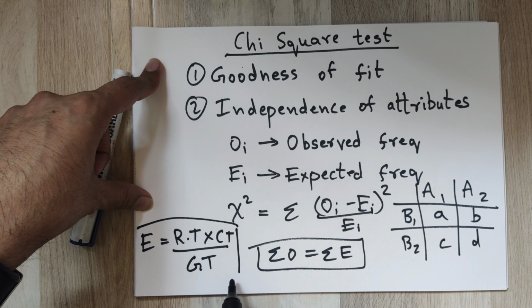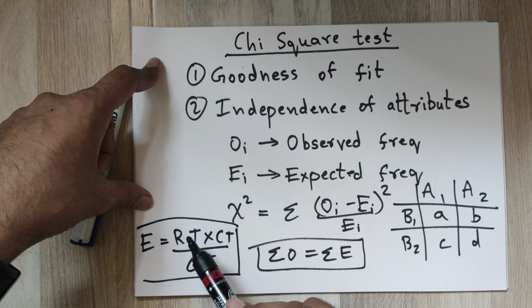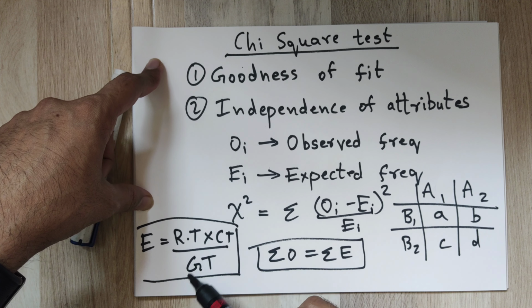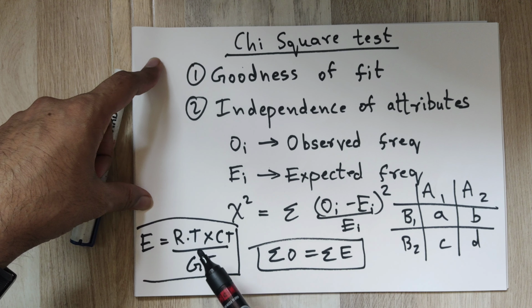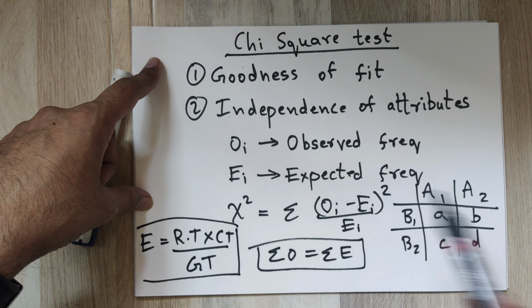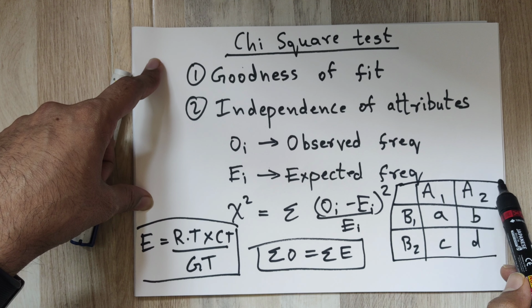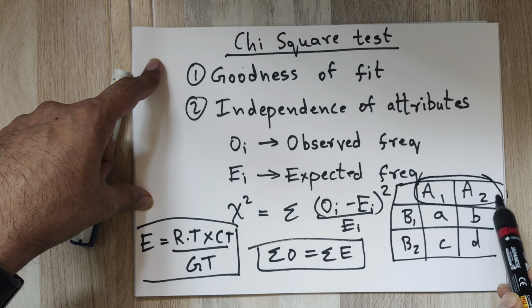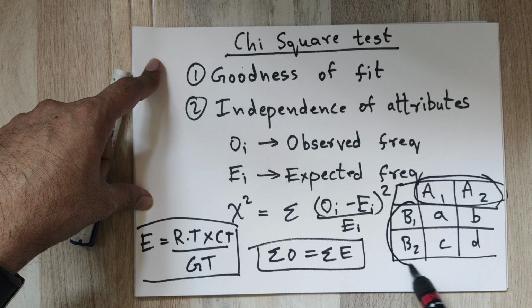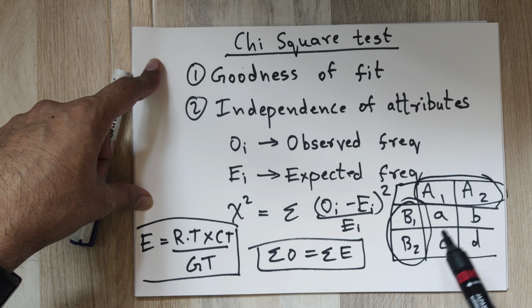So we can use the formula for calculating the expected frequency as row total into column total divided by grand total. This formula for expected frequency we use when we have two parameters. If you look at this example, we have two parameters. One is parameter A, which has two categories, and we have another parameter B, which also has two categories.